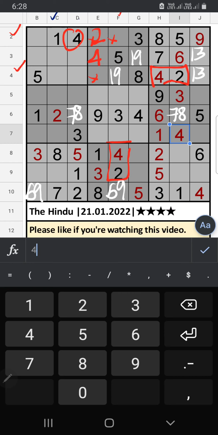Column C and column D we have 2, so 2 can't come in these cells. 2nd row also we got 2, so 2 can't come in this cell, then 2 is confirmed here.